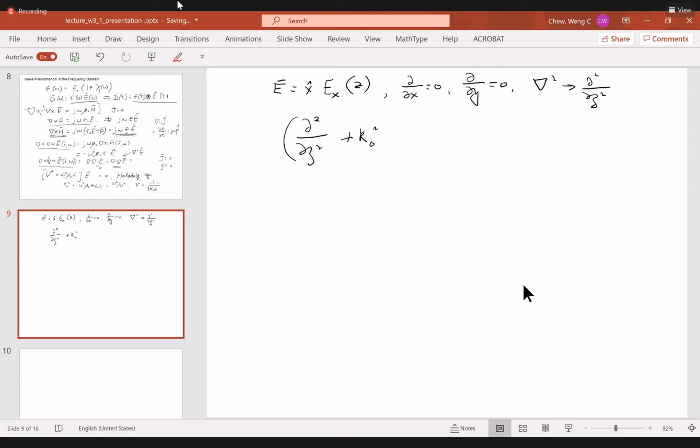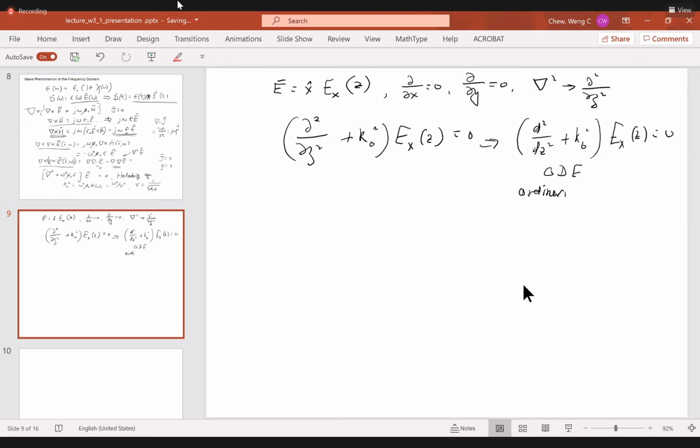And then E has only an x component. I just would have that. And this is an ODE now, actually. Instead of a PDE, this is called an ODE, which stands for ordinary differential equation. All of us have solved ODEs, ordinary differential equations, a lot in our undergraduate courses.